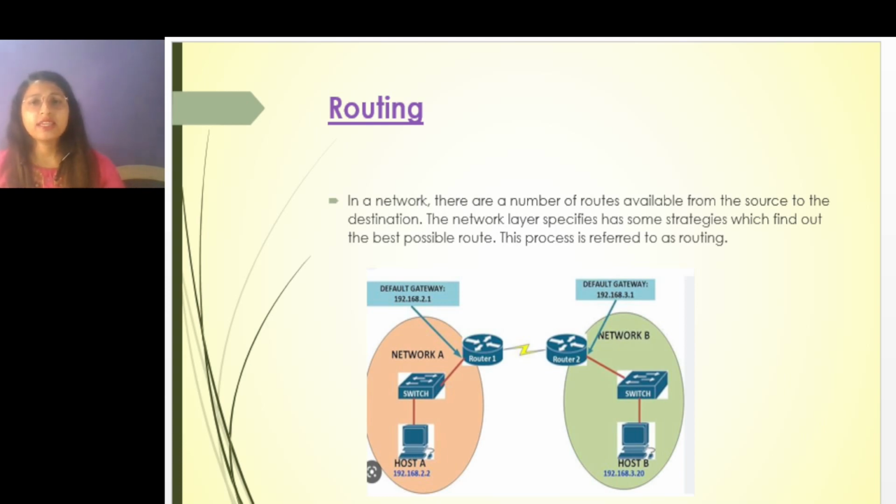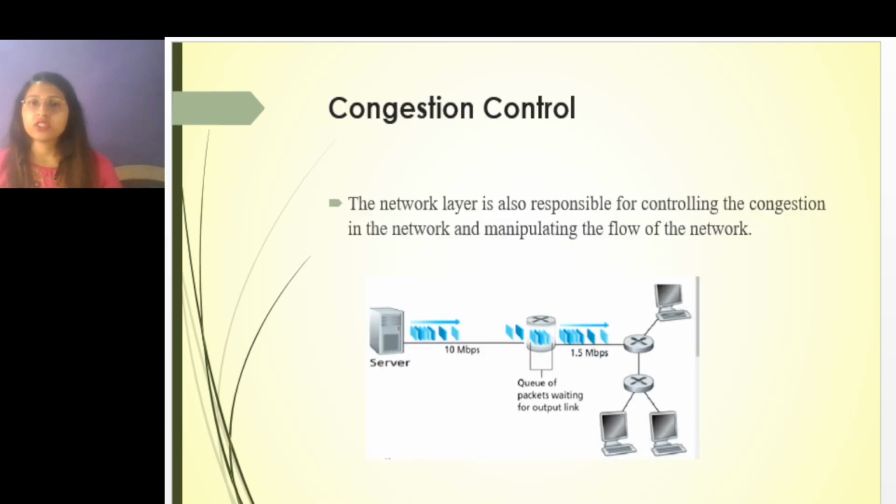So you can see that the first task of the network layer was packetizing. Whatever complete message it receives, it is going to break down into packets. Next is routing. There will be a number of routes available, so it will select the best possible route based on the various routing strategies and algorithms. Next is congestion control. What is congestion control? A network can, at some point, be overloaded with data.